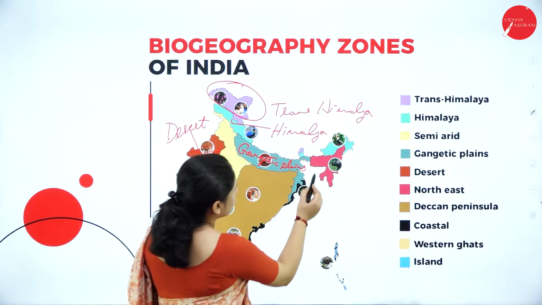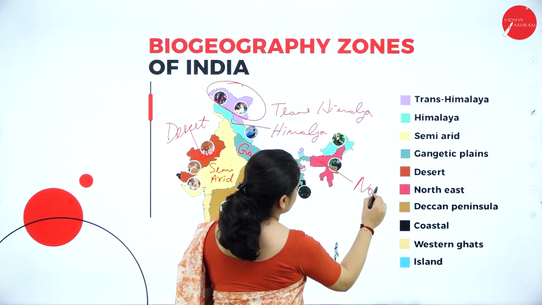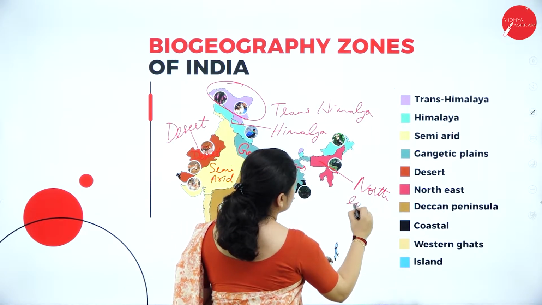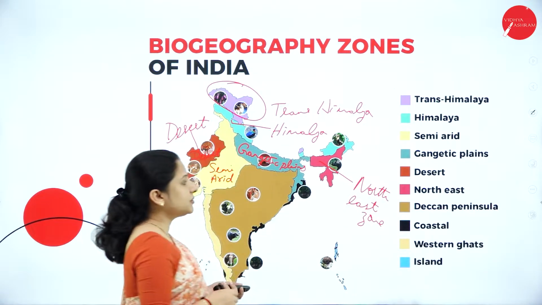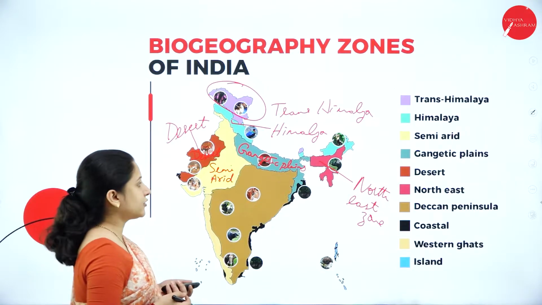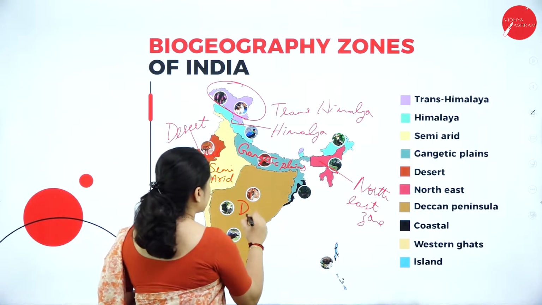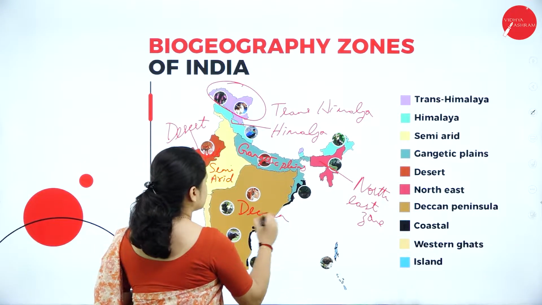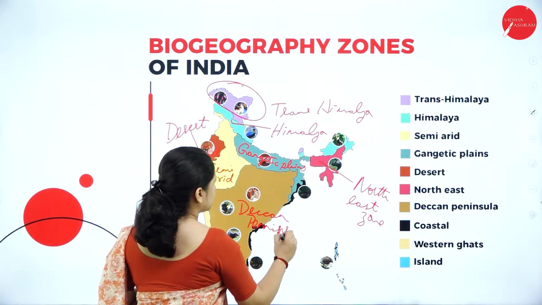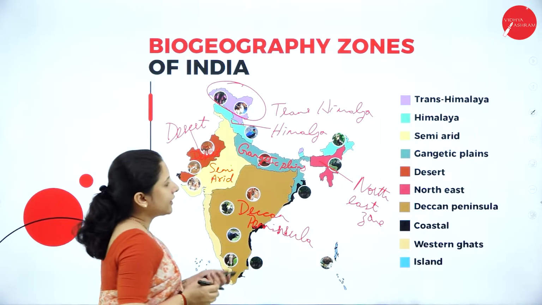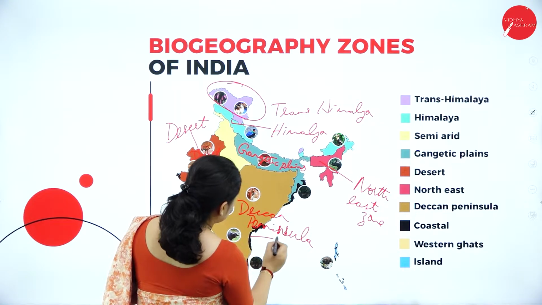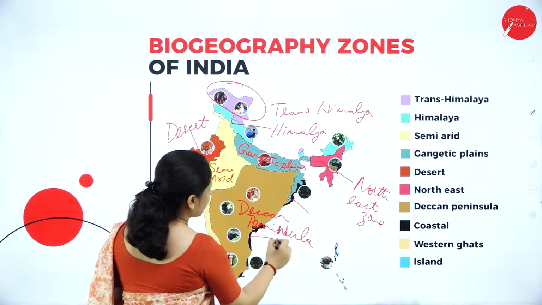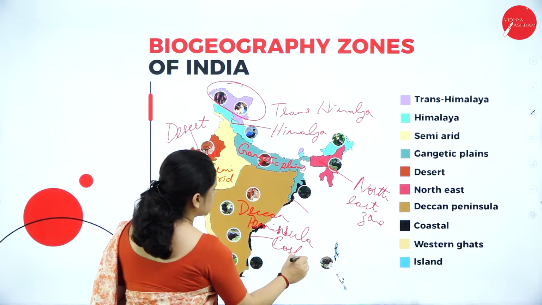So the northeast zone is here. Then comes the Deccan Peninsula zone, or the Deccan Plateau zone. Then comes the coastal zone. So the coastal zone is here. The black one, wherever there is black, it is the coastal zone.